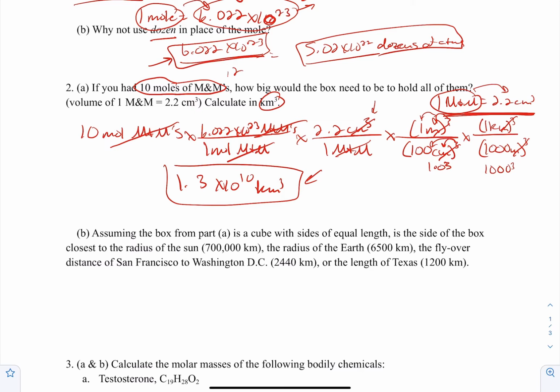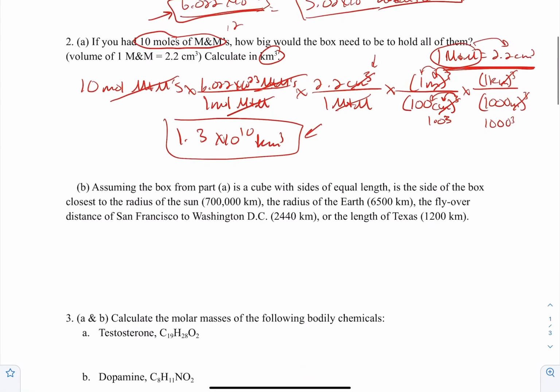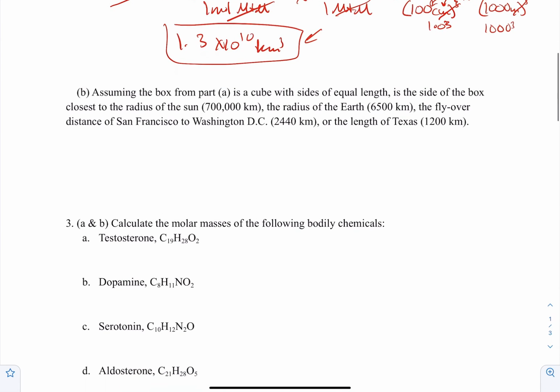Part B says, assuming the box from part A is a cube with sides of equal length, is the side of the box closest to the radius of the sun, the radius of the Earth, the flyover distance of San Francisco to DC, or the length of Texas? What you really need to know here is that the volume of a cube is equal to L cubed, L being the length of the sides of the cube. And so in order to get just L, you just cube root it, right?